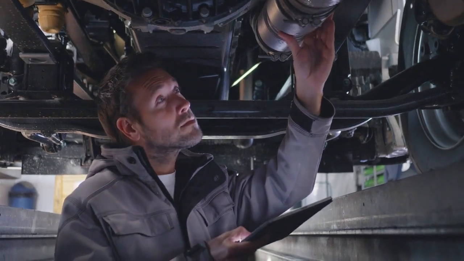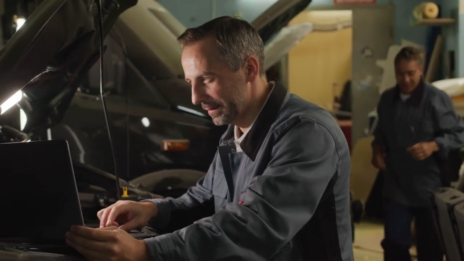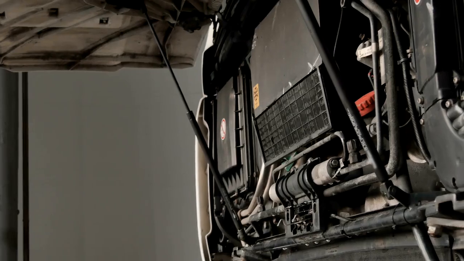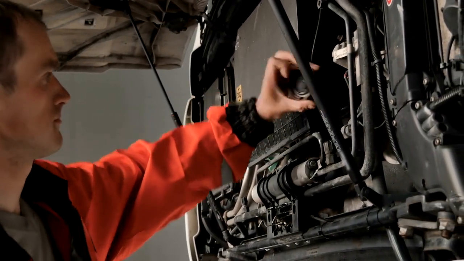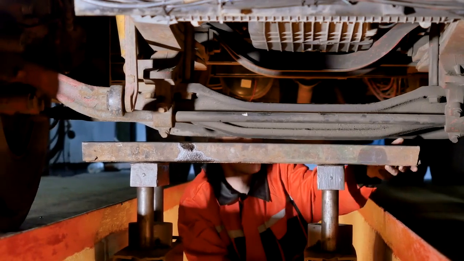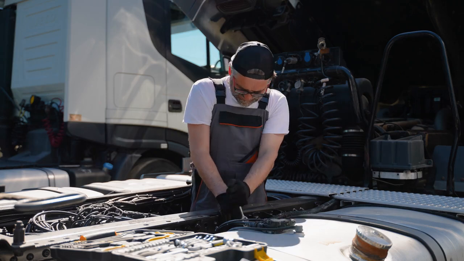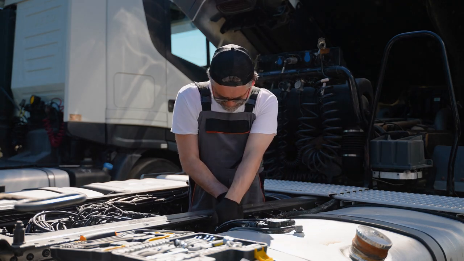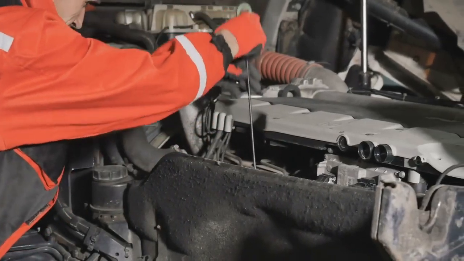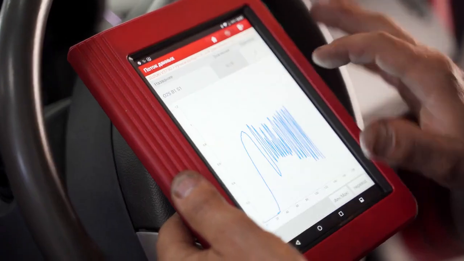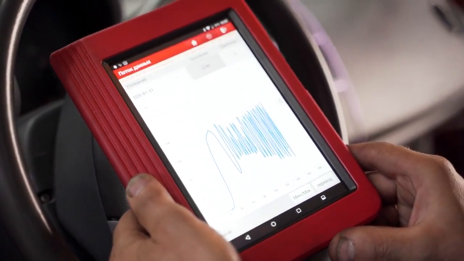DTCs fall into specific categories. P codes relate to the powertrain, engine and transmission. B codes cover body systems like airbags or climate control. C codes indicate issues in the chassis, such as steering or suspension. U codes signal communication problems between system modules. For truck engines, P codes are the most common. These are the ones you'll typically see on a diagnostic scanner when you're troubleshooting engine performance.